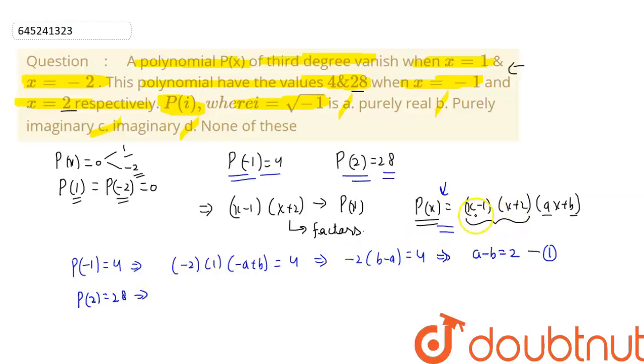So if we put x is equal to 2, then we get 2 minus 1 as 1, multiplied by 2 plus 2 that is 4, and here we have 2a plus b like this, and this is given to us as 28 in the question. So from this, 4 and 28 get cancelled out and we get 7 here. So we get the equation as 2a plus b is equal to 7. So let us name the second equation as 2.